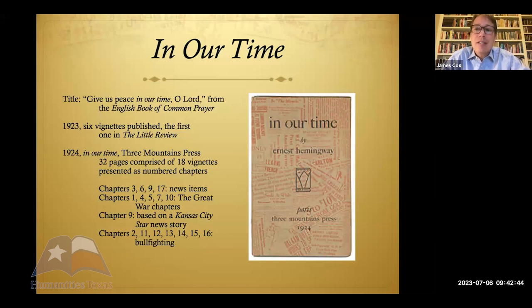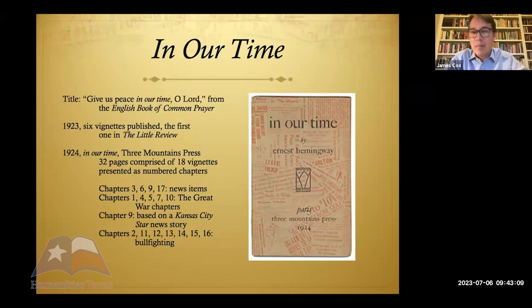And this is particularly true for In Our Time, which appeared in 4 editions, 4 entirely different editions during Ernest Hemingway's lifetime. And so if I'm teaching a story like Indian Camp, I want my students to know the whole story of In Our Time, from where the title comes from, the English Book of Common Prayer, give us peace in our time, O Lord.